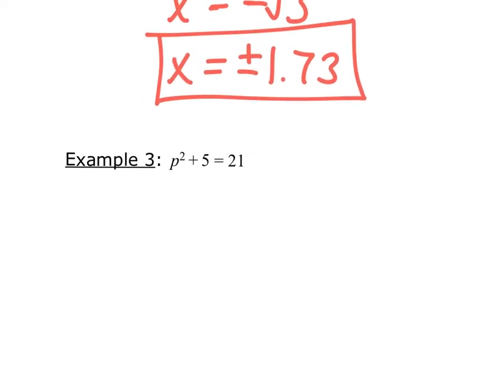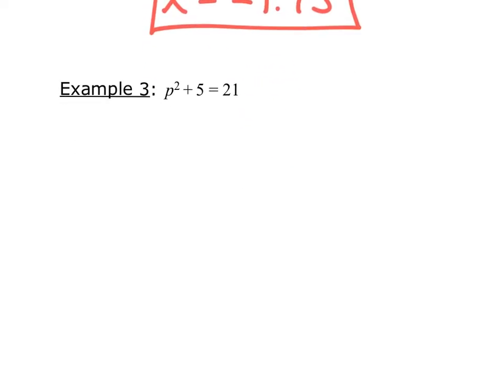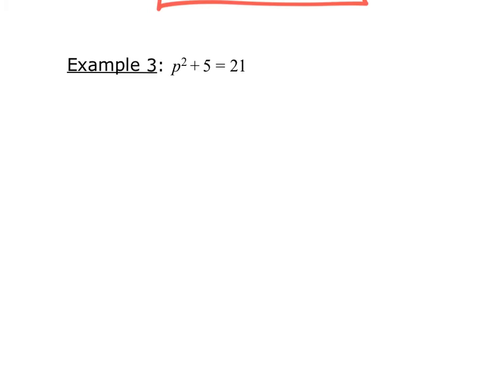All right, example 3. We're going to try to solve for p. It says p squared plus 5 equals 21. Again, the first step is to get the p squared by itself, like you're solving an equation. The opposite of adding 5 would be to subtract 5, so you're going to minus 5 to both sides first. Those cancel. Bring down your p squared equals 21 minus 5 is 16.